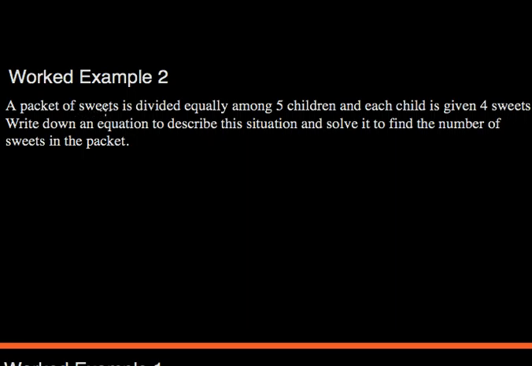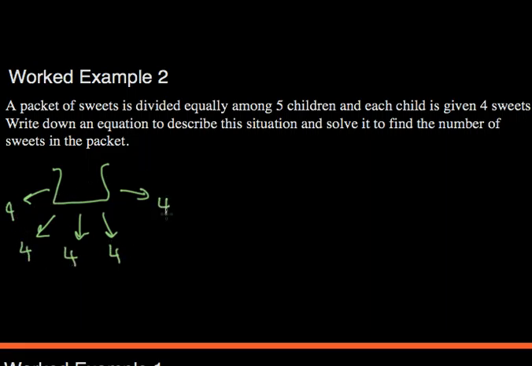So a packet of sweets is divided equally among 5 children. So let's just visualize that first. We have a packet of sweets and we're dividing it 5 ways. 1, 2, 3, 4, 5. And each of the children is given 4 sweets. So each one of these has 4. Write down an equation to describe this situation and solve it.